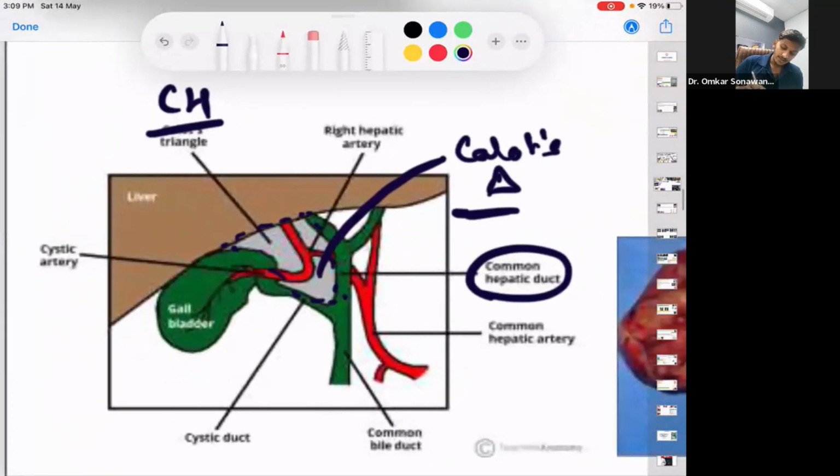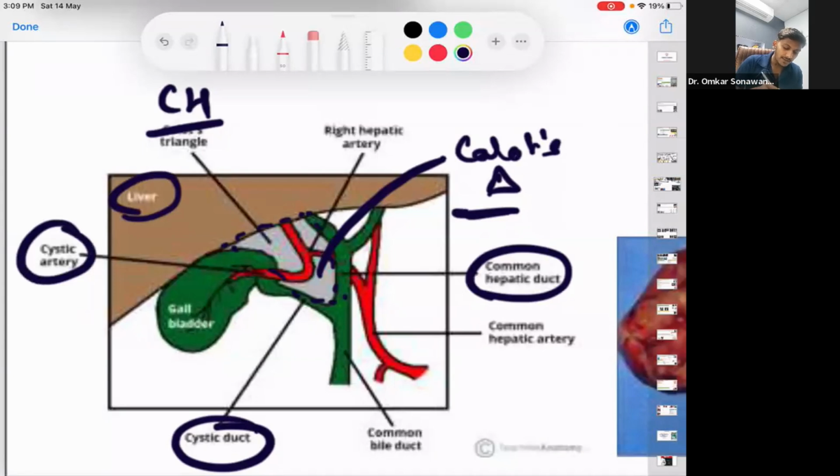Laterally it is the cystic duct. Now, some books say the superior border is formed by the inferior surface of the liver, or some books say the superior border is formed by the cystic artery. Some books differ in this. So you can remember that the borders usually are formed by the inferior surface of liver, like whatever is in your notes usually.